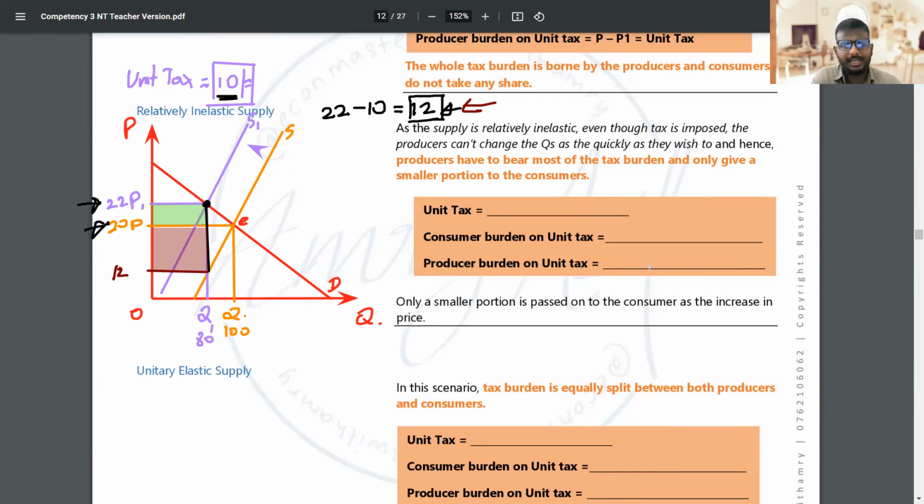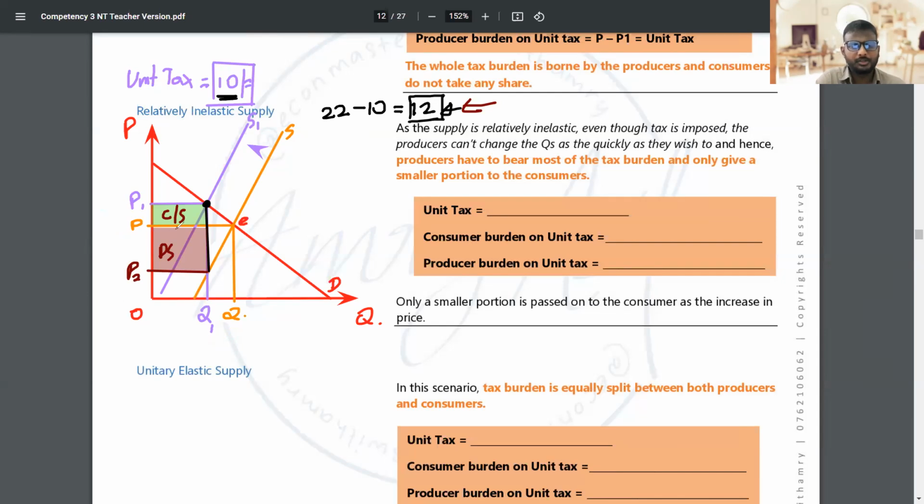You don't have to put values like I have. I put the values just for you to understand. All you have to do is put this P1 and maybe P2 here, that would be enough. But you have to highlight that this is the consumer share, this is the producer share.